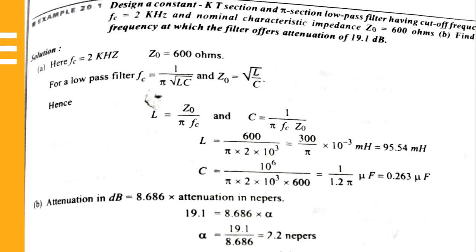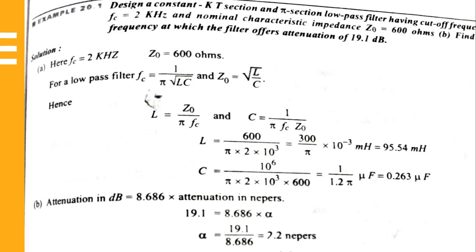See here in the A part, FC cutoff frequency is given as 2 kHz. Z0 characteristic impedance 600 ohm is given. For the low pass filter, we need to find the design components, that is L and C. FC is equal to 1 by pi root of LC and Z0 is equal to root of L by C. In this case the characteristic impedance Z0 is directly given, but if not given, you can find it with the help of this formula.